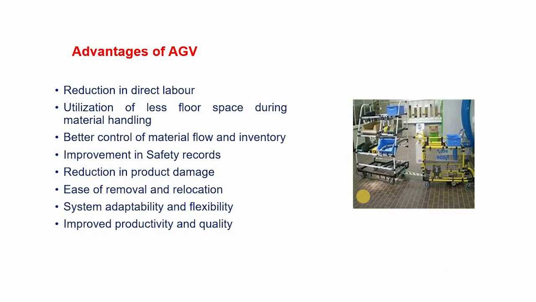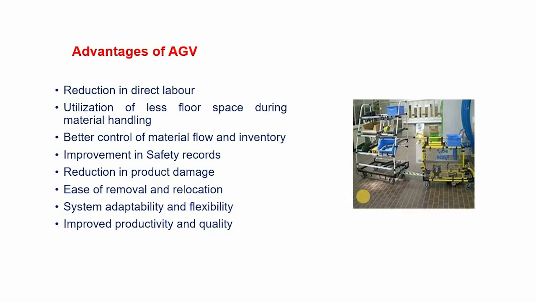There are various advantages of automated guided vehicles, such as reduction in direct labor, so there is no need of direct labor here. Utilization of less floor space during material handling, such as transport, delivery, dispatching, loading or unloading, because it follows an already programmed path and requires very little space during manufacturing and material handling. Better control of material flow and inventory, so that material flow and inventory are controlled in a better way.